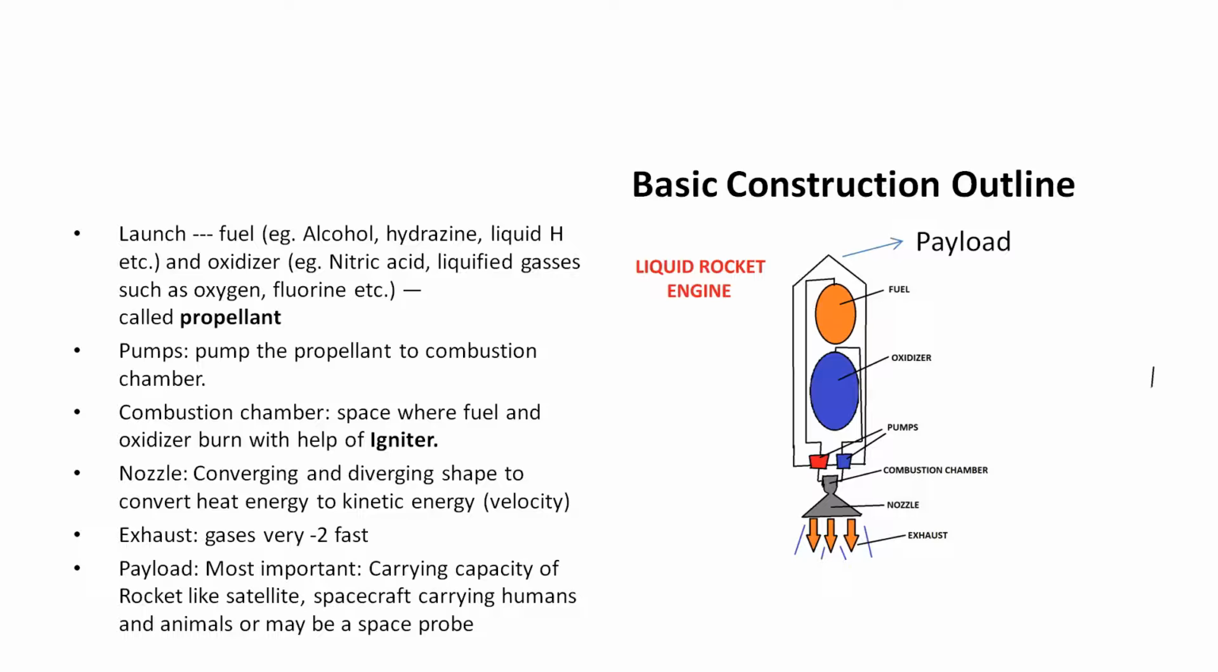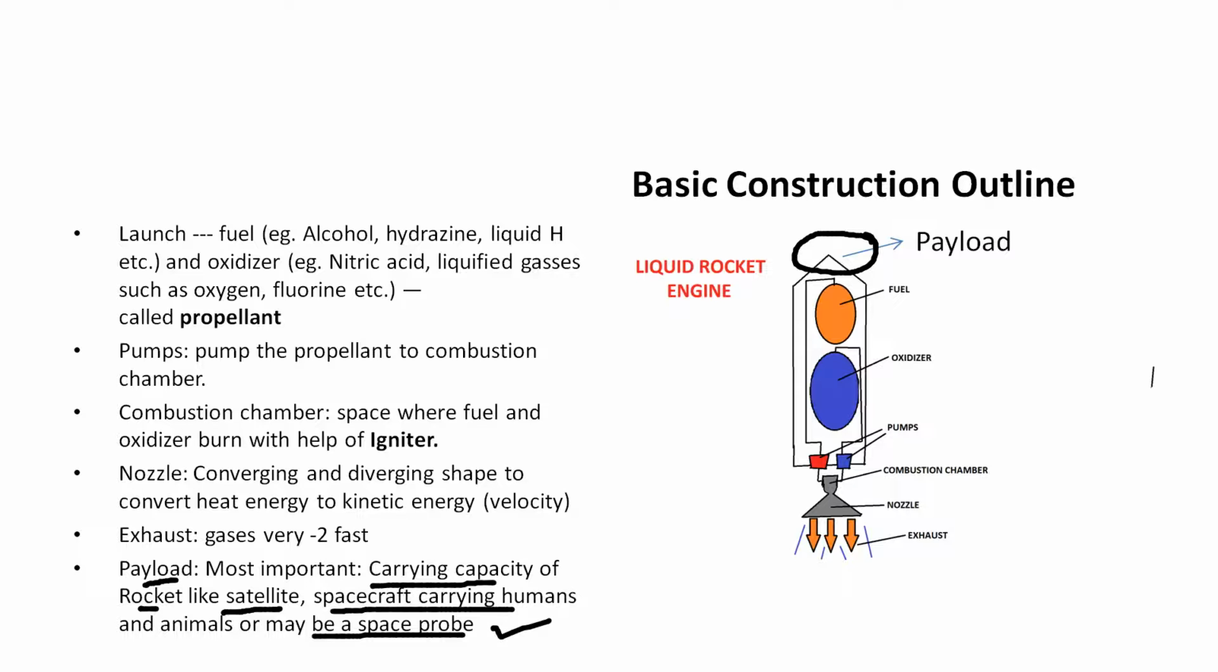One of the most important parts of this rocket is the payload. Now what is the meaning of payload? Payload is the carrying capacity of the rocket. Like a satellite, a rocket can release a satellite. A rocket can carry a spacecraft carrying humans and animals, or maybe a space probe. So the payload is placed here.